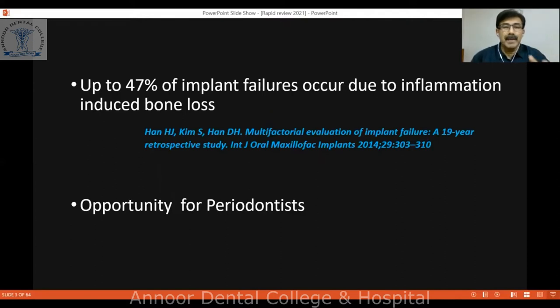Now, when we look into implant failures, this study that came up in 2014 by Han gives us data that approximately 47% of implant failures occurred due to inflammation-induced bone loss. Now, 47% of the total implants that you are going to place. That is a big figure. So, as a periodontist, here is your opportunity. Every other specialist will be doing cases, but you will have to manage the disease or the lesion that is induced due to inflammation in relation to an implant. And that is exactly what we are going to discuss today.